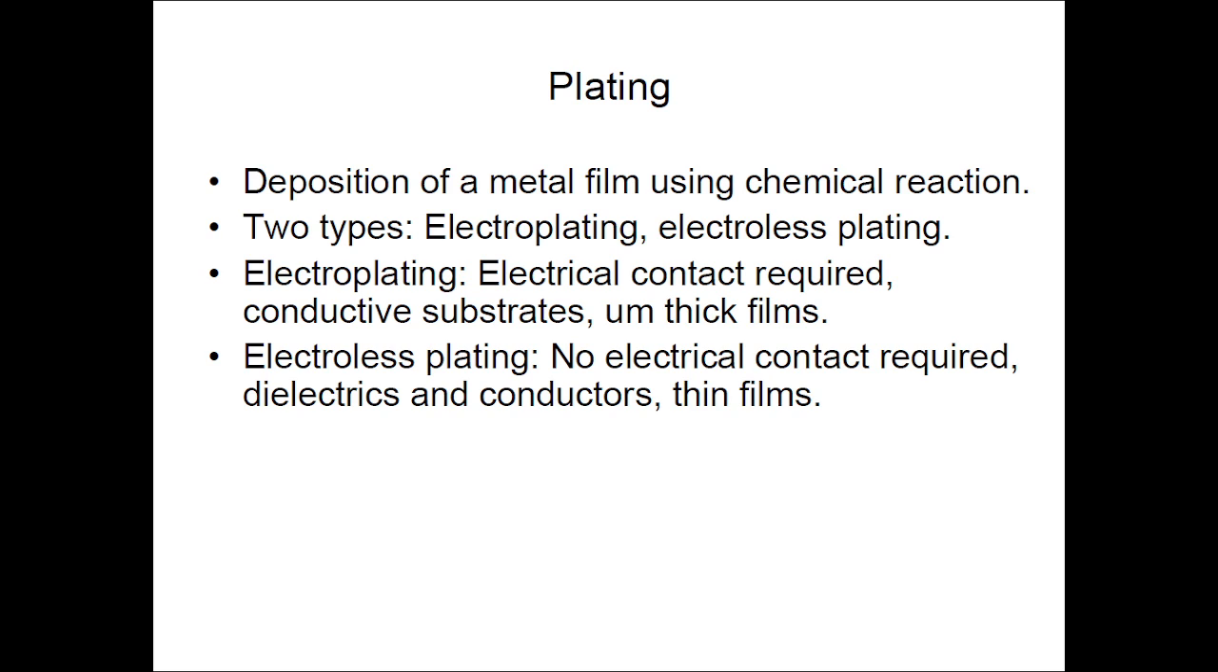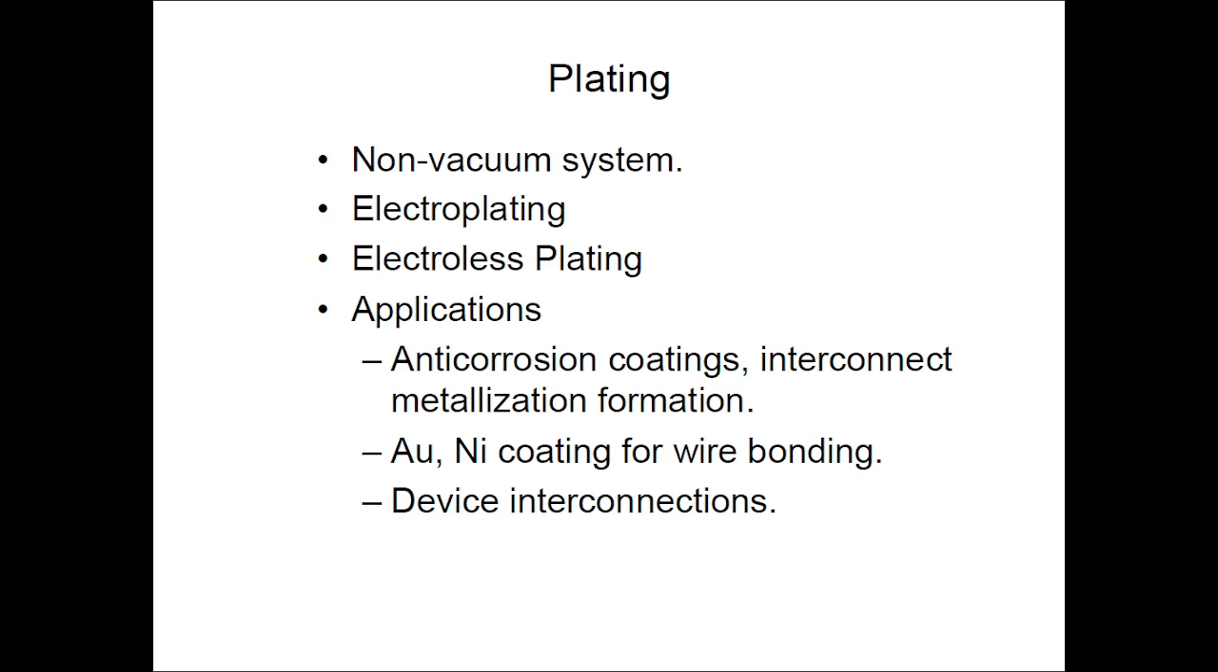pulsed laser deposition. Another type of deposition we already talked about is plating. Plating is the deposition of metal films using a chemical reaction. So here we have two methods. One is electroplating, another one electroless plating. In electroplating, electric contacts will be required, and we'll be using conductive substrates there. Okay, so micro thick films can be obtained in this case. And in electroless plating, we don't require any electrical contacts. We can use dielectrics and conductors as thin films by using this method.